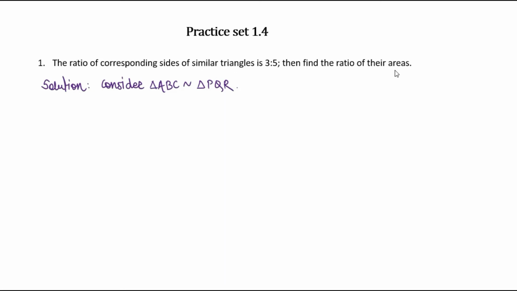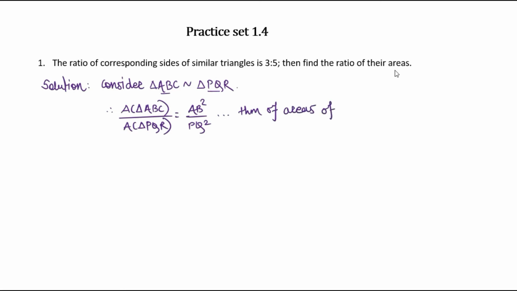Okay, now if I take one-to-one correspondence, then AB corresponds to PQ, and I can write area of triangle ABC upon area of triangle PQR is equal to AB square upon PQ square. Why? Because of the theorem of areas of similar triangles.